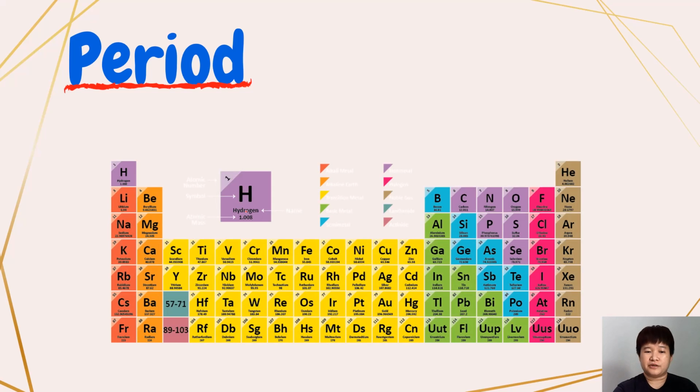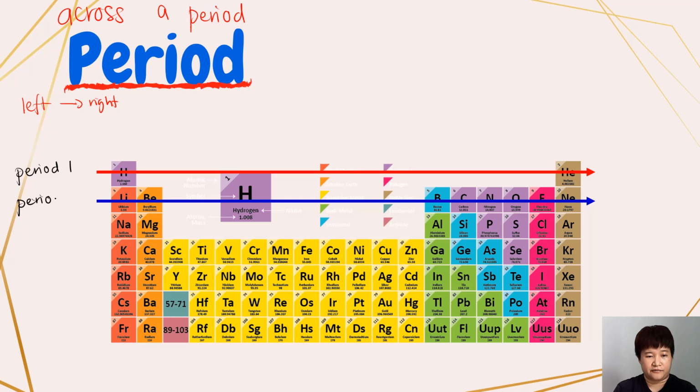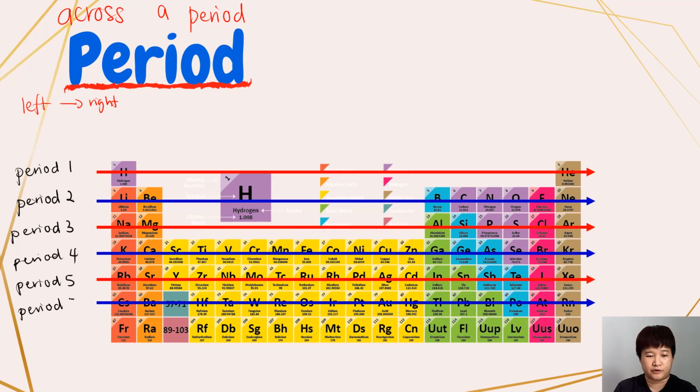So what is actually a period? We always say across a period. What do I mean by across a period? It means we are cutting from the left to the right. This is what I call period 1. In period 1, you have your hydrogen and helium. Then you have period 2 after it, then period 3 all the way down. And like I promised, in a periodic table you will have 7 periods. That is your period 7.